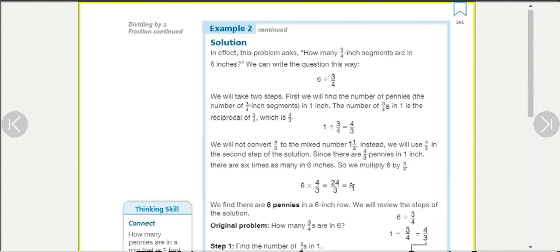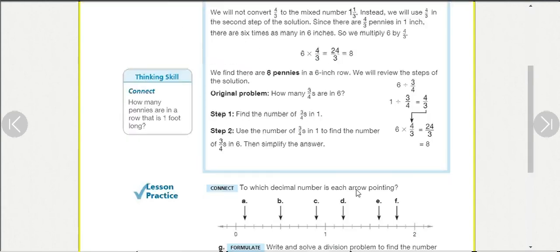So, in effect, they did the same thing. They arranged this differently. I did it as a missing number problem: 3/4 times what is 1, and I filled in the 4/3. You could do 1 divided by 3/4 is 4/3 for your first step. That second step looked the same, though. It ends up being 8 pennies.